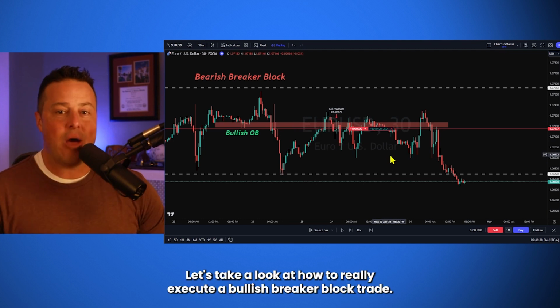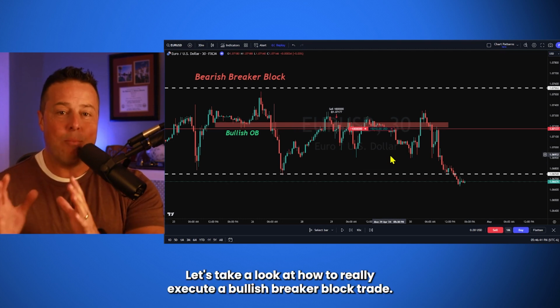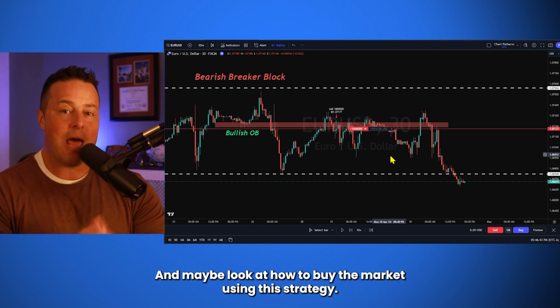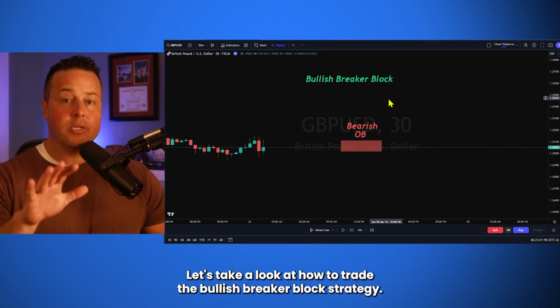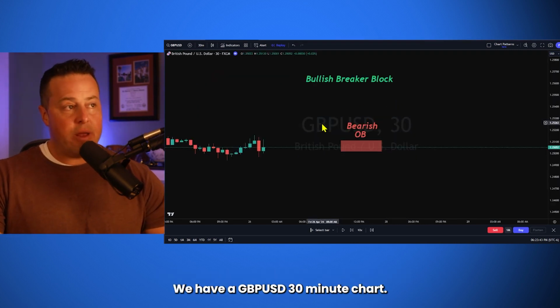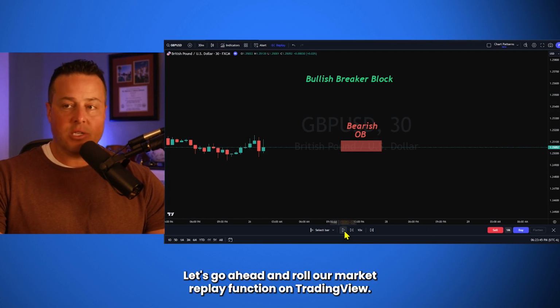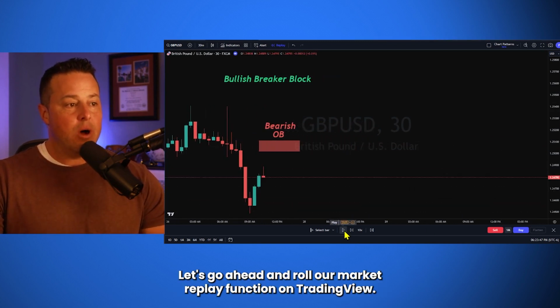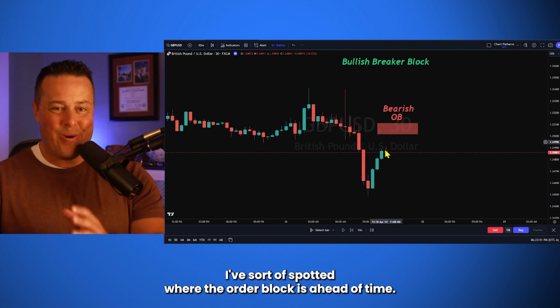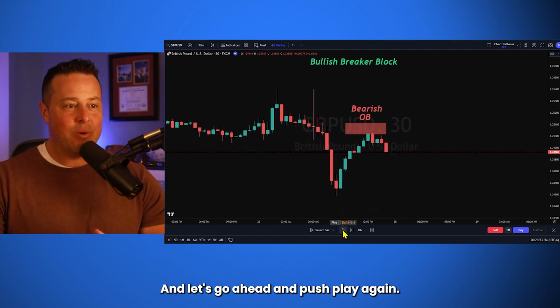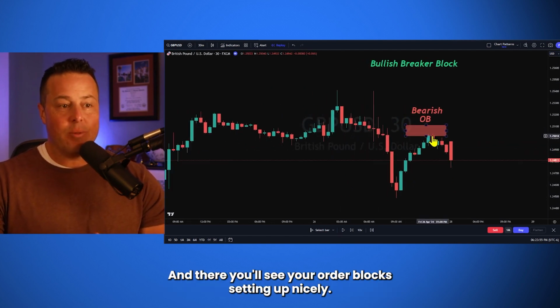All right, let's take a look at how to really execute a bullish breaker block trade, and maybe look at how to buy the market using this strategy. Okay, let's take a look at how to trade the bullish breaker block strategy. We have a Great Britain Pound USD 30-minute chart. Let's go ahead and roll our market replay function on TradingView, and there is a nice big bearish break. I've sort of spotted where the order block is ahead of time. Now let's go ahead and push play again, and there you'll see your order block setting up nicely.